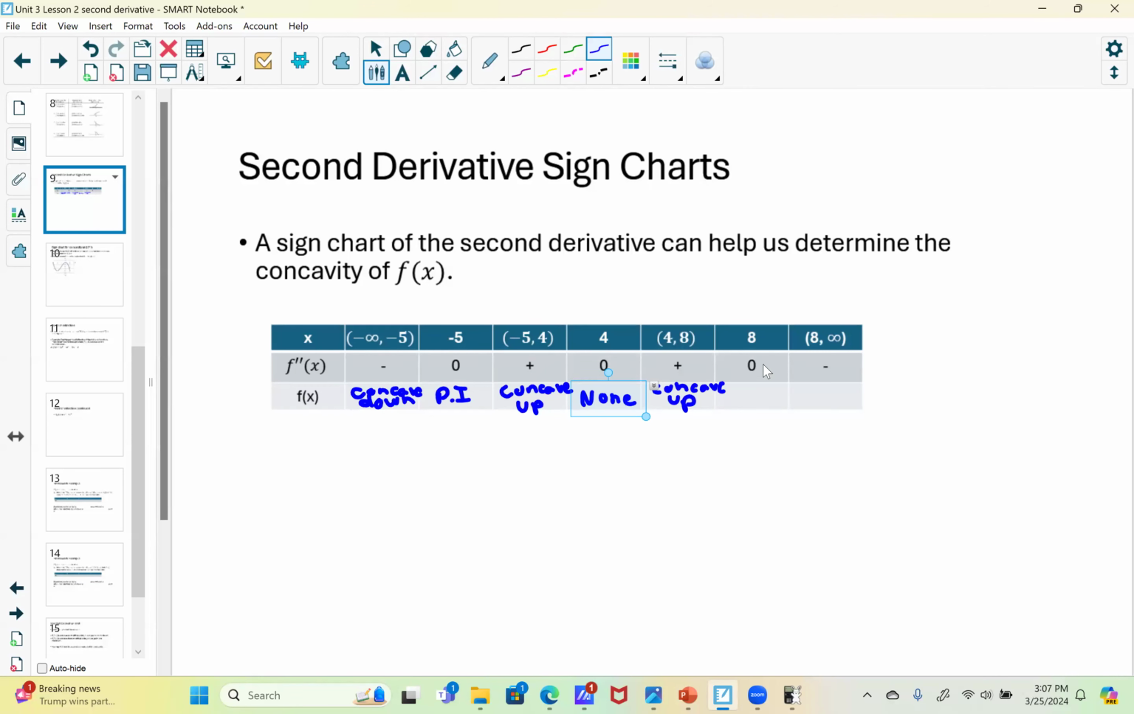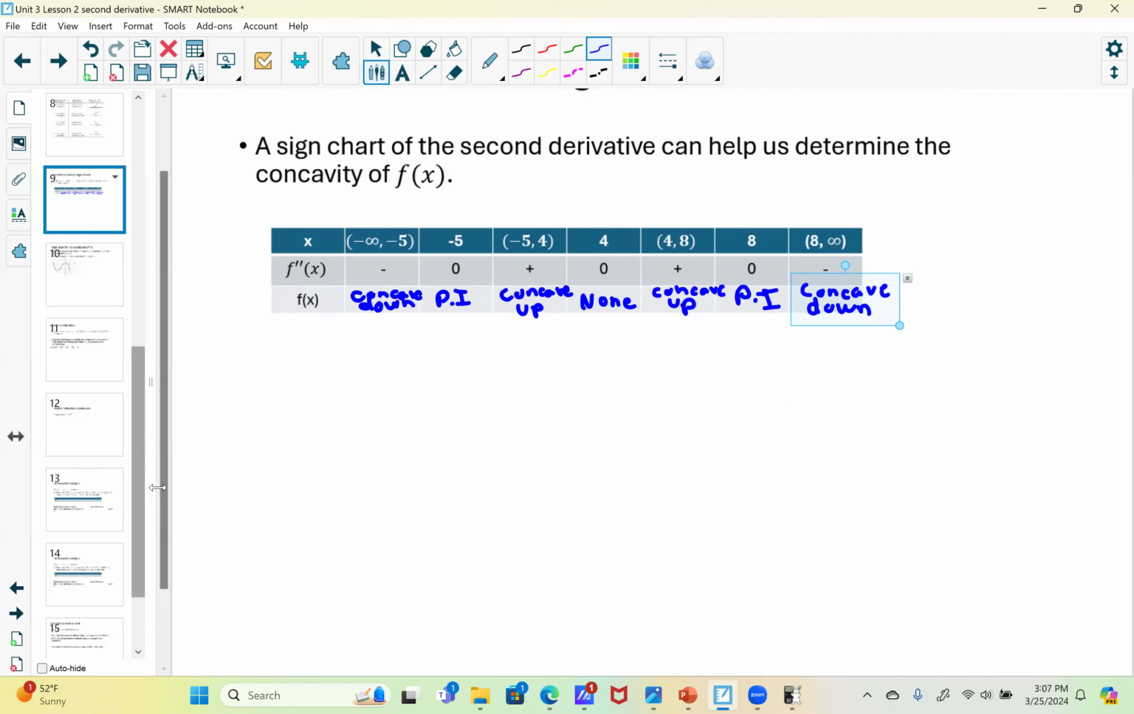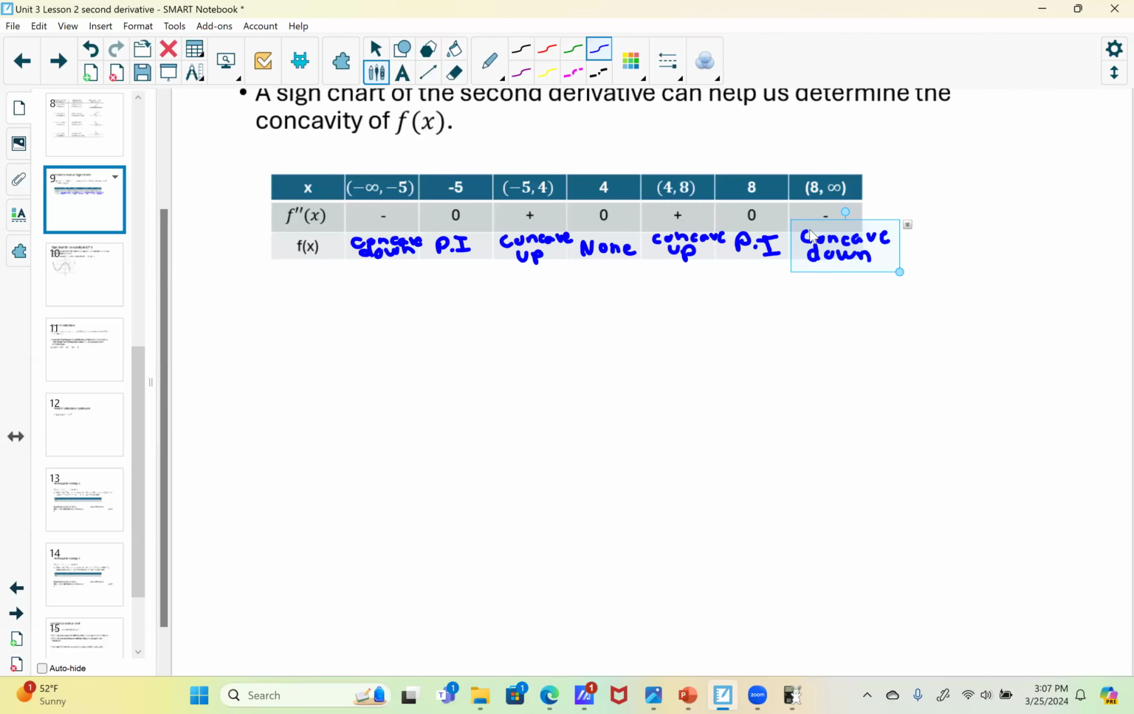And then at 8, to figure that out, we have to look at 8 to infinity. That's negative, so it went to concave down. And because the second derivative changed sign and the original function changed concavity, this would be a point of inflection. And so a point of inflection is both when it changes from concave up to concave down or from concave down to concave up. So that is a second derivative sign chart.